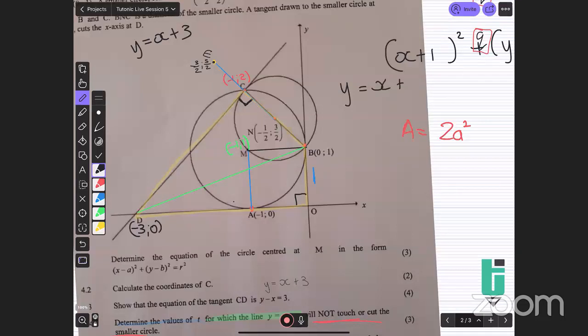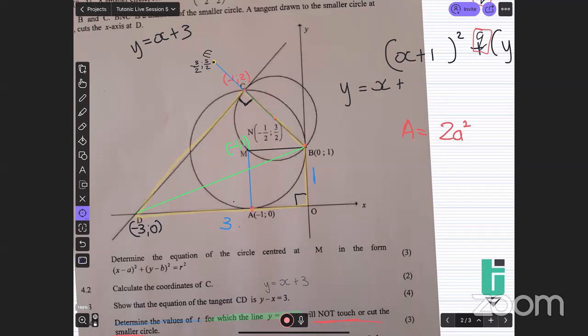So therefore the distance OD is 3. So therefore the area is half of 1 times 3, which is just 3 over 2.